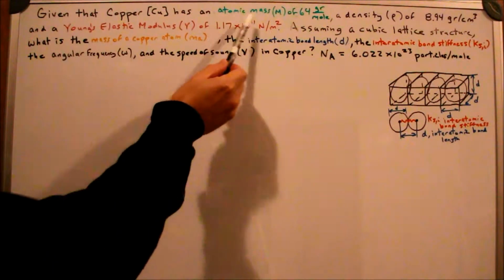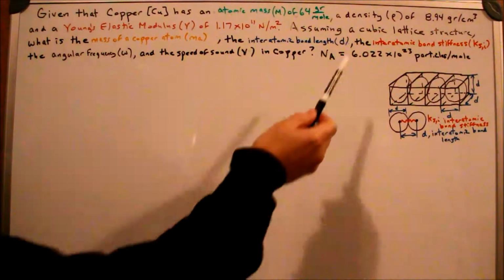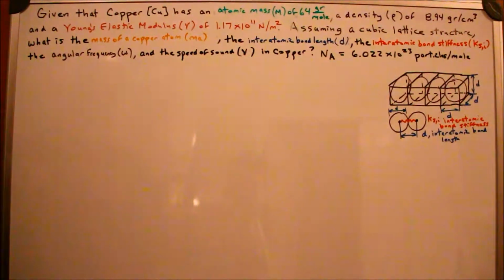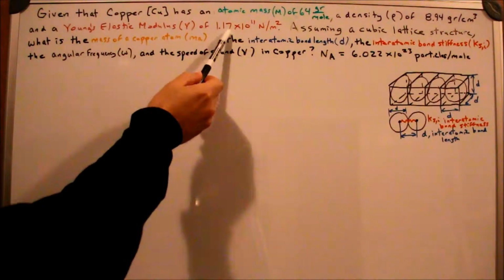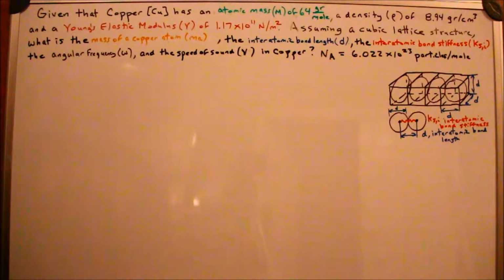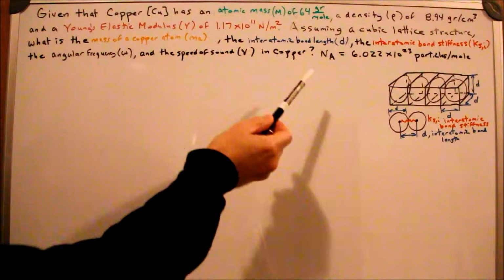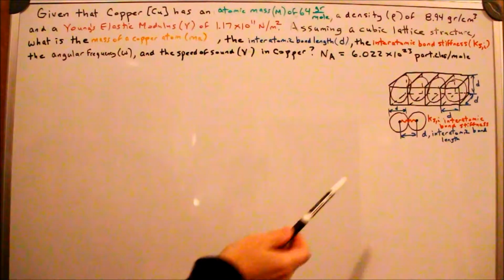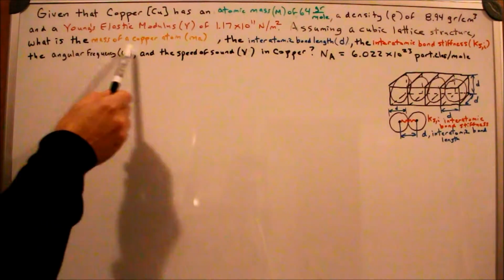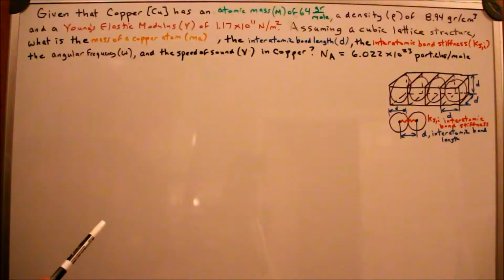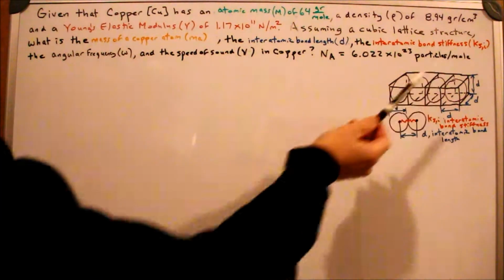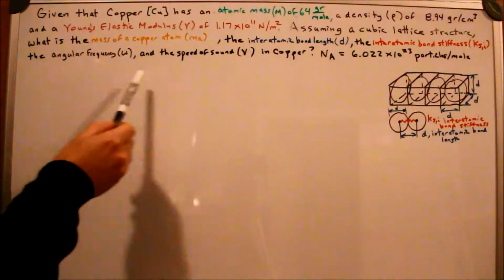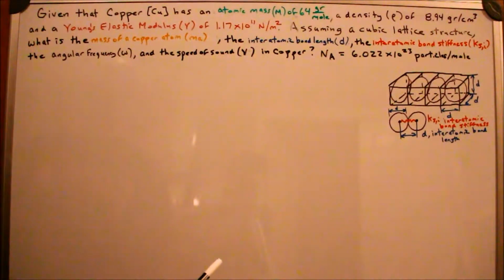Given that copper has an atomic mass of 64 grams per mole, a density of 8.94 grams per centimeter cubed, Young's elastic modulus of 1.17 times 10 to the 11th newtons per meter squared, and assuming a crystal lattice structure, 5 questions. What's the mass of a copper atom? The interatomic bond length, the interatomic bond stiffness, the angular frequency, and the speed of sound in copper.